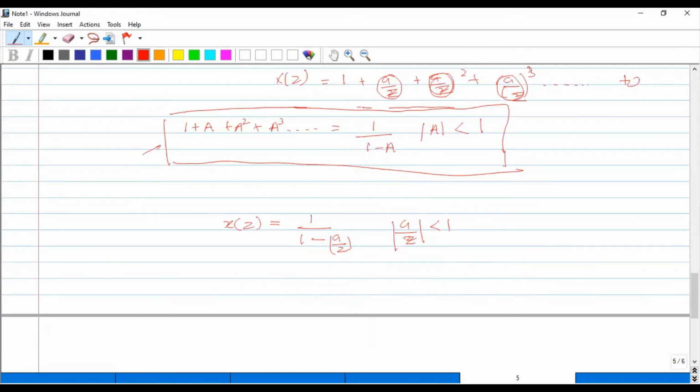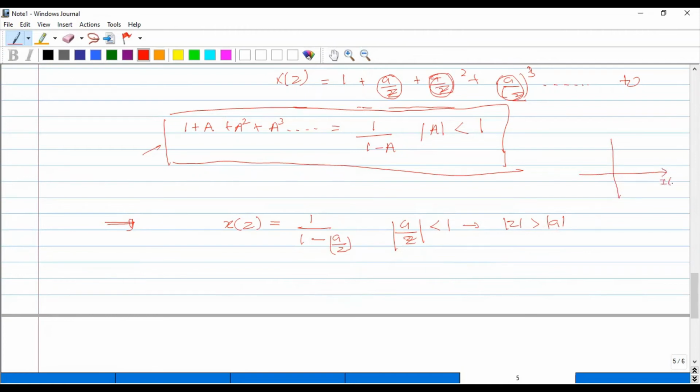If I go further, I can say that if we do the cross multiplication, the magnitude of z should be greater than the magnitude of a. So we have this result. I think you can already get this kind of result: the magnitude of z is greater than the magnitude of a.